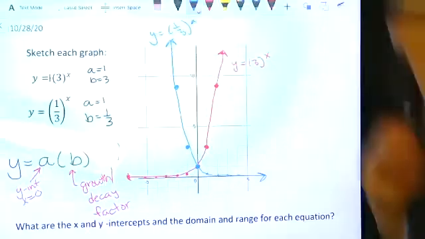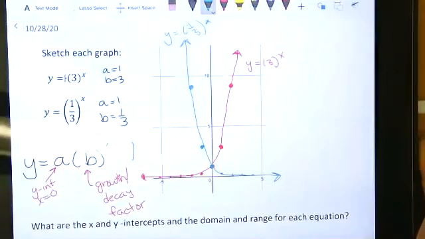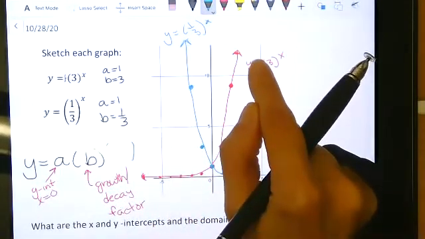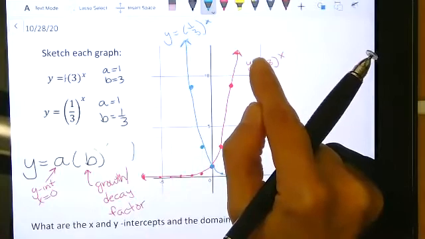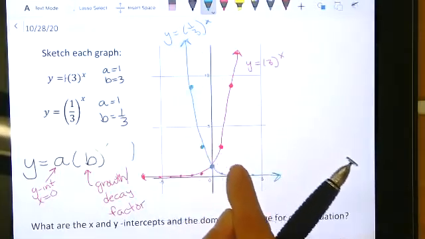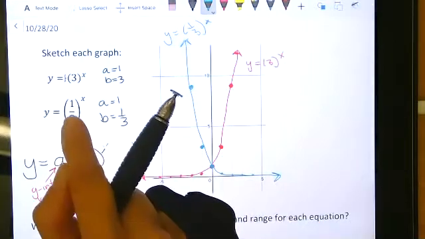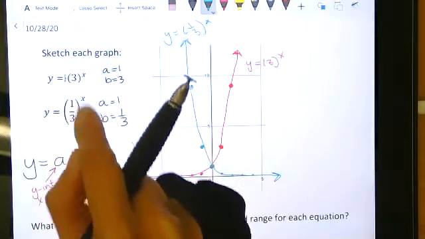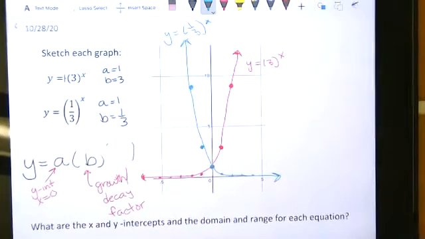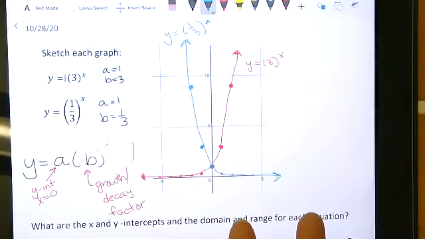In fact, the only difference between them is that one is increasing and one is decreasing. They're doing that at the same rate. So increasing by a factor of 3 is the exact same speed or rate as decreasing by a factor of 1/3. So in other words, the reciprocals actually show the same rate, just one is increasing and one is decreasing. And the two graphs are basically mirror images of each other.